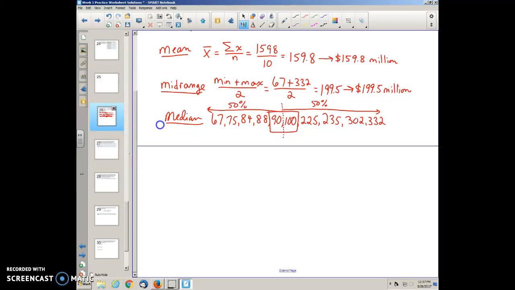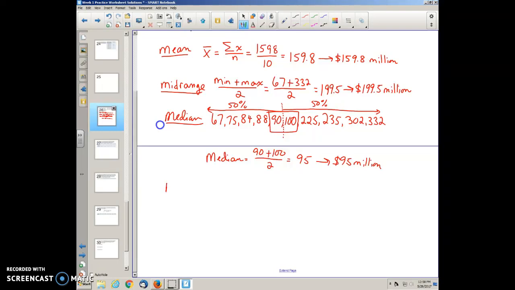If the data set had an odd number of values, we would simply take the middle number. So the median is 90 plus 100 divided by 2, which is 95. $95 million.